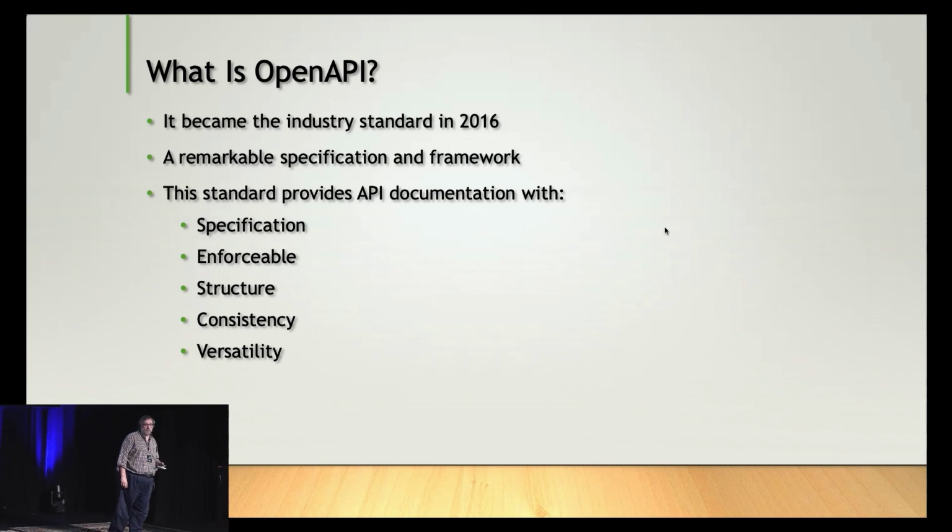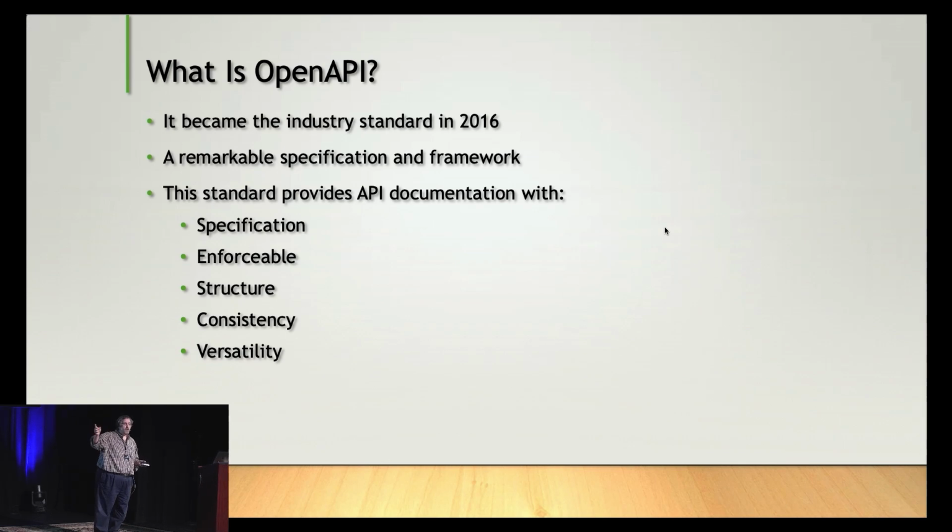OpenAPI came out about 2014 or 2016, depending how you look at it. And it is a remarkable solution to a very tricky problem. A bunch of smart people came together in 2016 and decided to come up with an open API standard, a standard format in describing APIs. It is a specification. It is a very detailed specification.